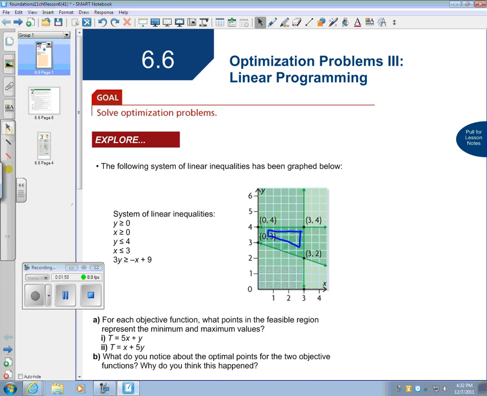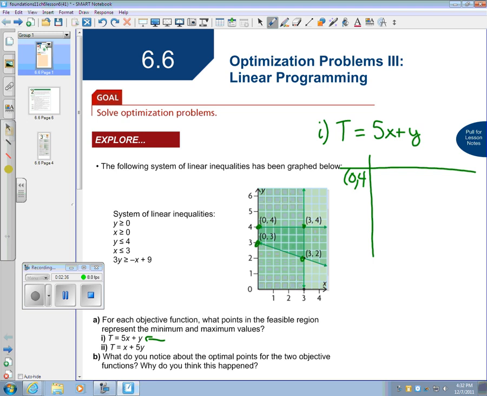The question asks us, for each objective function, what points represent the minimum and maximum values? We learned in 6.5 that the vertices are the only points we have to test. So let's try this equation. This is the objective function: T equals 5x plus y. Let's sub in the first point, 0, 4.